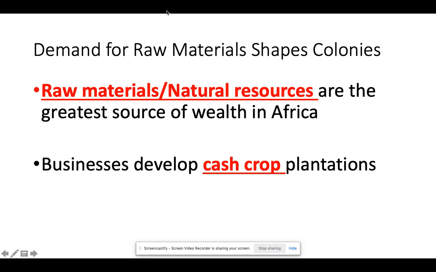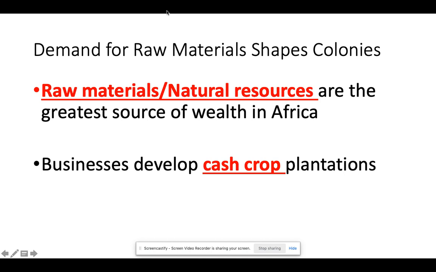So what exactly is the demand for colonies going into Africa? It's the raw materials and natural resources. Remember, through our Industrial Revolution unit, these are things that they needed for industrializing their countries. And as they start to deplete their own resources, they need to look elsewhere. And the raw materials and natural resources that are within Africa, they're heading there. It's their greatest source of wealth.